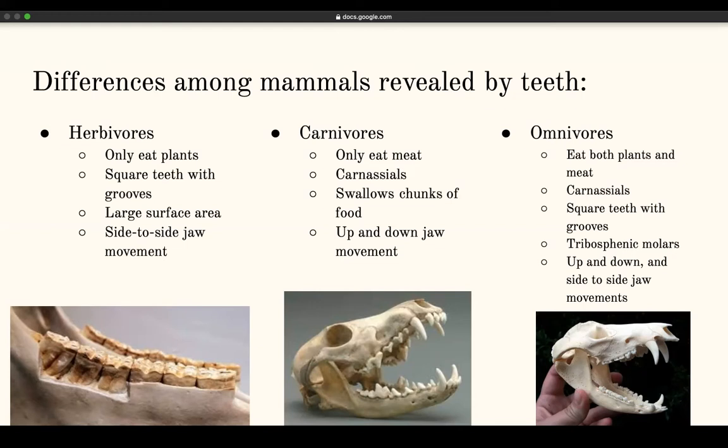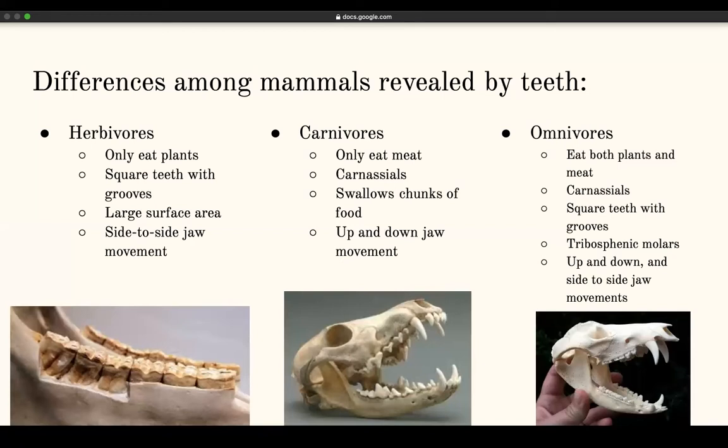Carnivores, as we know, only eat meat. They have these front teeth called carnassials, and the carnassials help them grip and rip apart meat. And unlike herbivores, carnivores can swallow chunks of food. They don't need to grind it up or chomp it down. As long as the chunk is small enough for them to swallow, they're able to eat it. And they have up and down jaw movement. They don't need the side-to-side grinding.